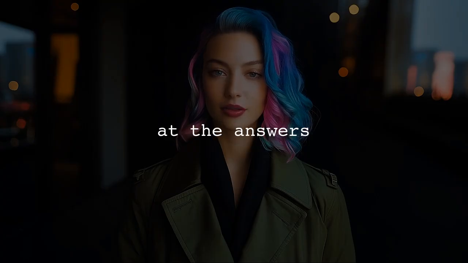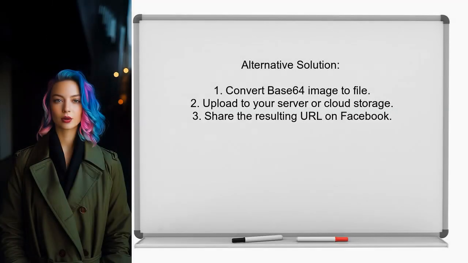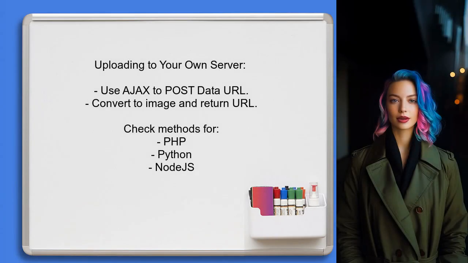Now, let's look at the answers provided by other users. An alternative approach suggests converting the base64 encoded image into a file and uploading it to a server or cloud storage. This way, you can share the URL on Facebook. If you upload to your own server, you can use Ajax to post the data URL, convert it to an image, and return the image URL.